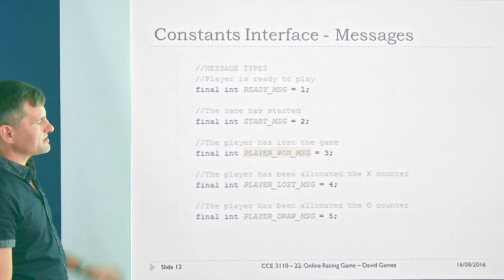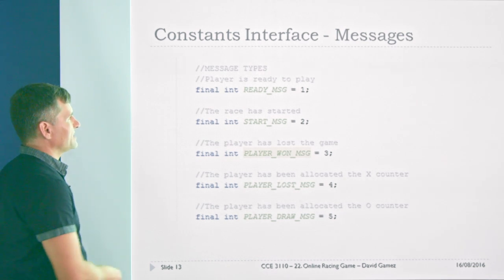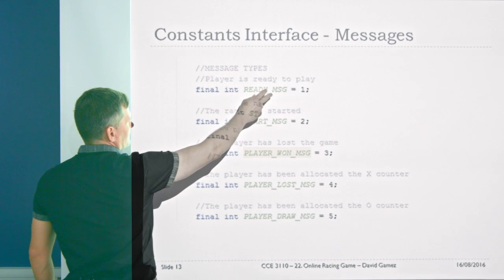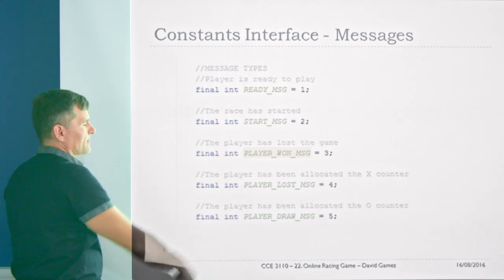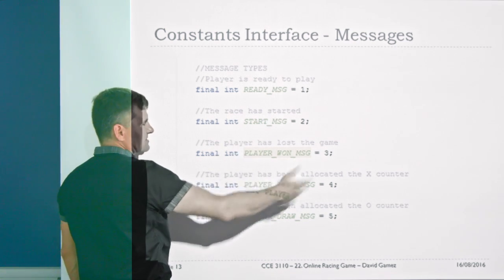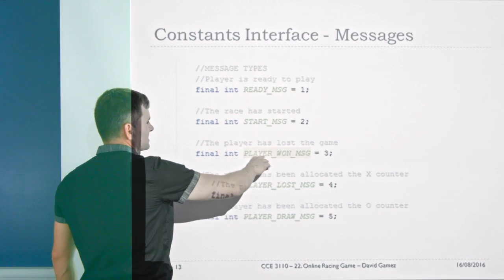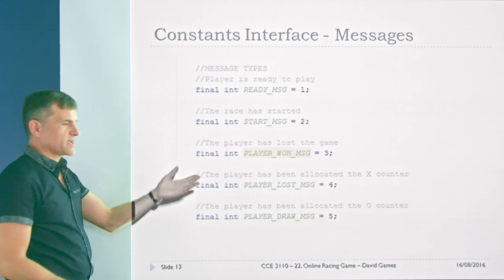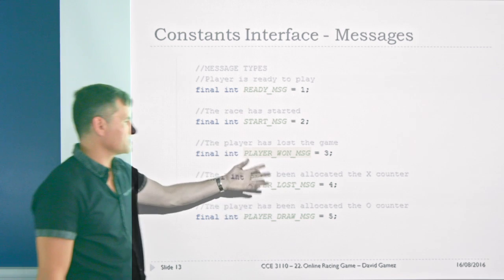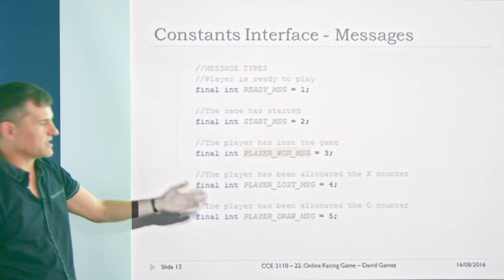And these are the messages. These are a lot simpler than the tic-tac-toe, because all we need to do is tell the clients to tell the server that they're ready, the server tells the client to start, and then when one of the players has entered 20 crosses, or whatever the number is, the player that's won gets a player one message, and the player that's lost gets a player lost message, or there's a player draw message.